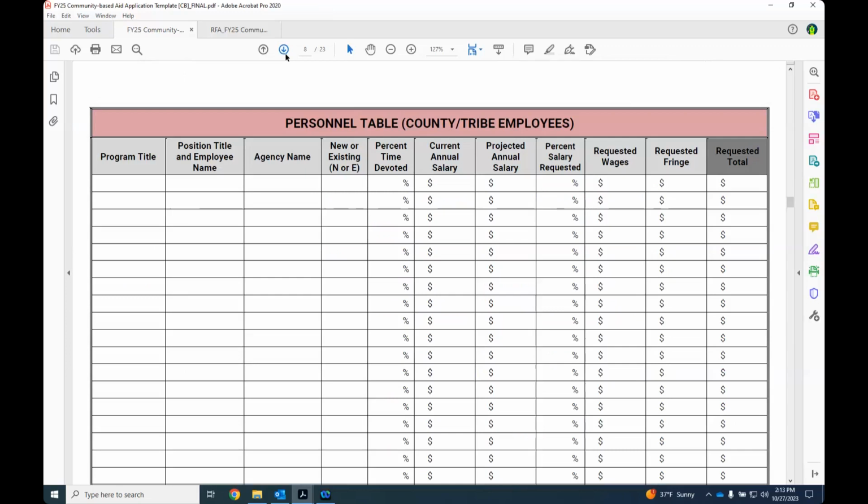Then if you look over to percent salary requested, you could be 70% devoted and 100% requested if you were only requesting 70% of their total salary. That could also look different if they were 70% time devoted, but you were only requesting 50% of that. And so that's what that means. I know a lot of people think to themselves, well, of course we're 100% devoted to our job. What we mean is the CBA covered portion of that job.